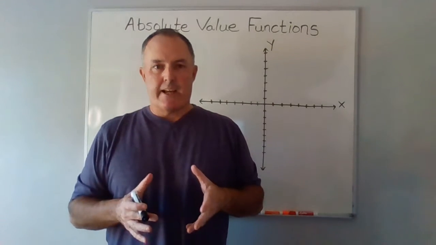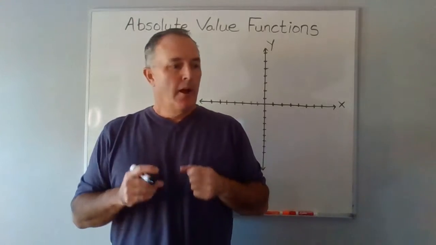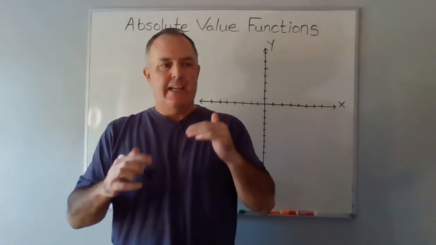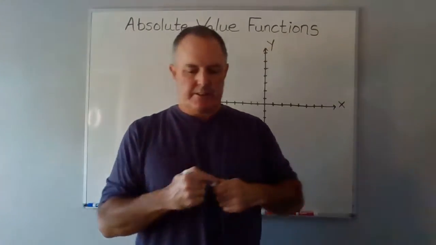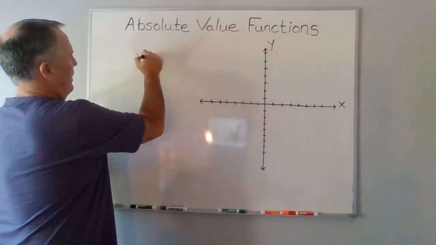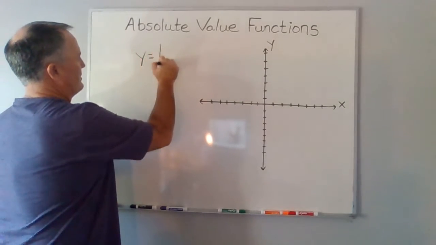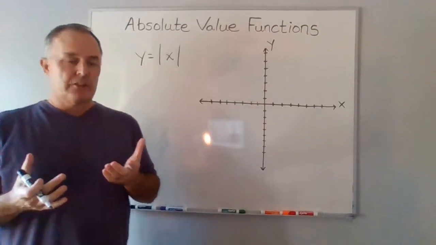Okay, what we're going to go over today is absolute value functions and some of their transformations. First, we're going to start with the parent function, and then we're going to work through some of the different transformations of what we can actually do with some of the equations. So, the parent function would be y equals the absolute value of x. All right, so that's the parent function.